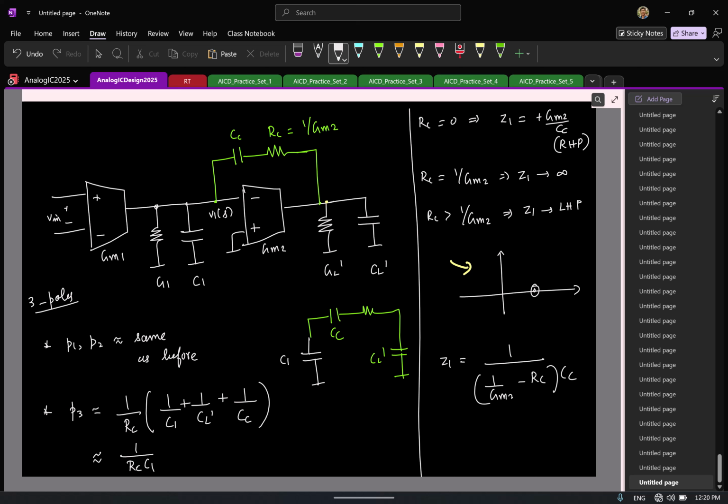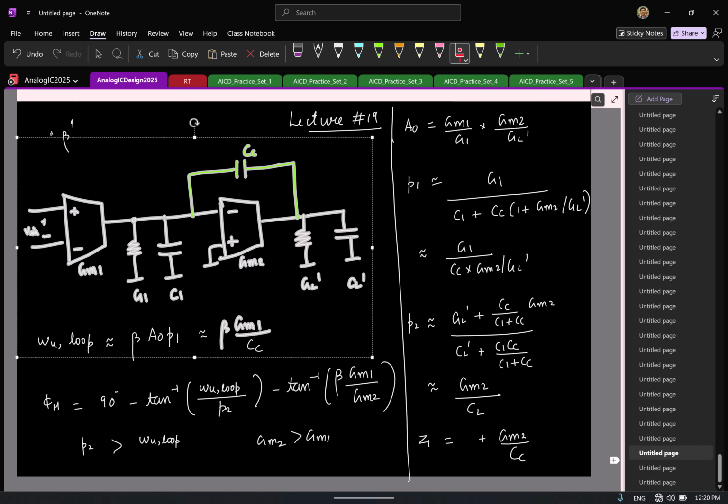So at this point, once again, I thought you would have asked me a question. So since you're not asking, I'm asking it back to you. Someone's asking? Pole repeat ho gaya bhai. I mean, the earlier poles were this, right? Yeah. The GM2 by CL was the second.